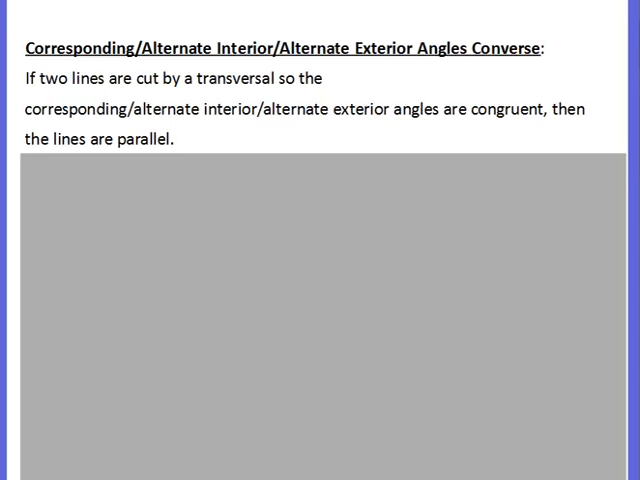So our theorems and postulates we just talked about also have converses. And we remember from our first unit that the converse is when we take a conditional statement and flip it around, right? So see, that all comes back. So the converse of our theorems and postulates, the corresponding, the alternate interior and alternate exterior angles converse, goes like this. If two lines are cut by a transversal, so the corresponding or the alternate interior or the alternate exterior angles are congruent, then the lines are parallel.